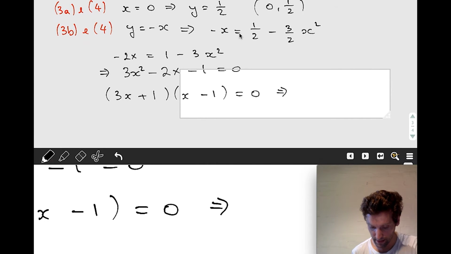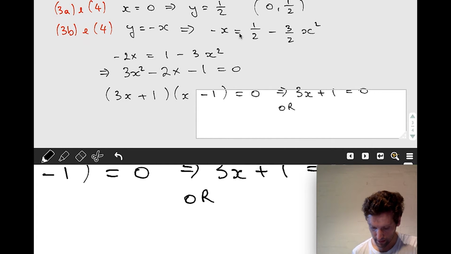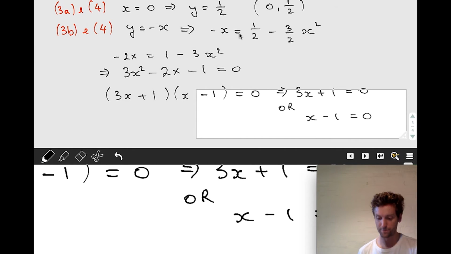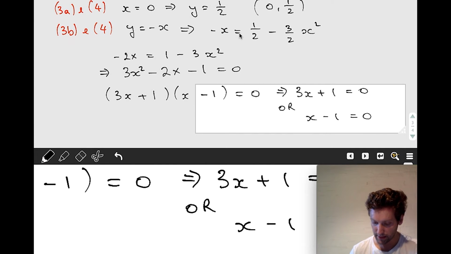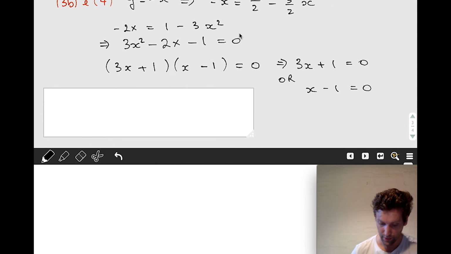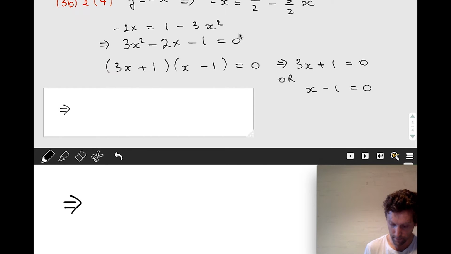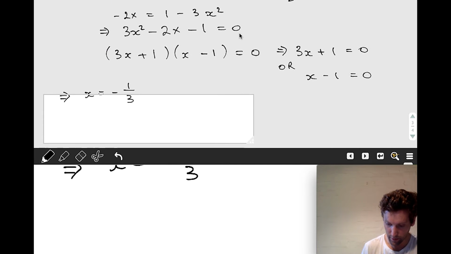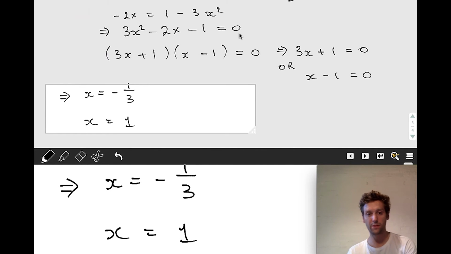So this implies that either 3x plus 1 is equal to 0, or x minus 1 is equal to 0. So once more, we have two different possibilities here. Let's start off with the first possibility here. 3x plus 1 is equal to 0, that gives me x is equal to minus a third. The other possibility, that x minus 1 is equal to 0, just gives me x is equal to 1. So those are two different possibilities for x.